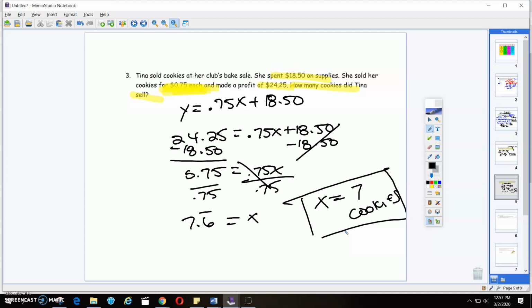How would you know when to round up, round down? It kind of just depends on what the problem asks for. In this instance, if I would have rounded up to 8, somebody in their calculator really quickly plug 8 into this equation. So if you did 0.75 times 8 plus 18.50, what did you get? 24.5. Isn't that over our profit? Yeah. Well, then that's not asking how many cookies she sold.